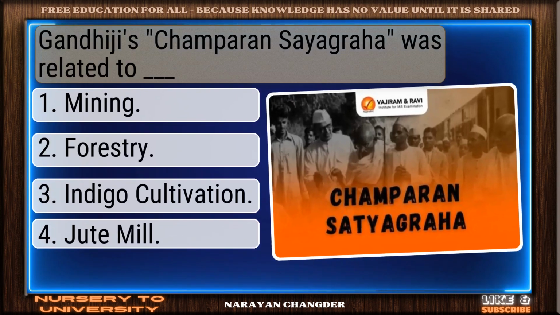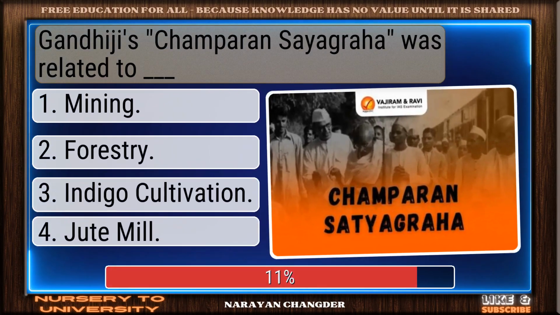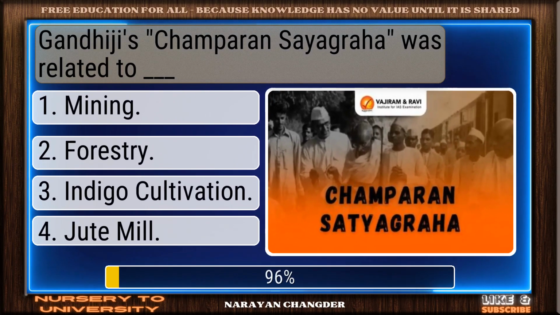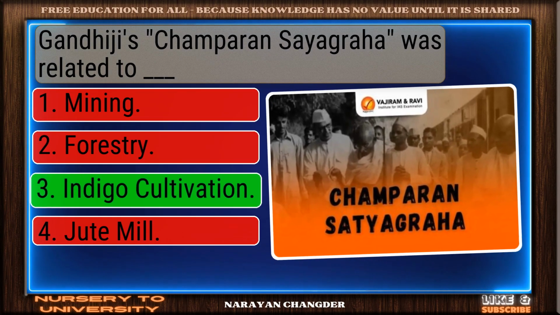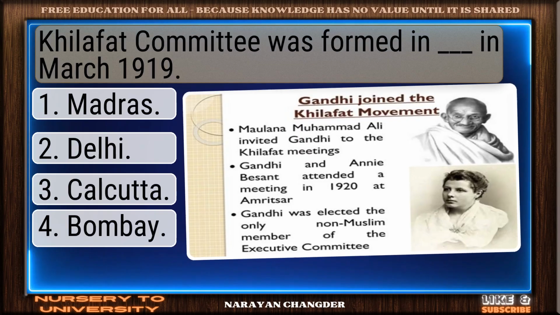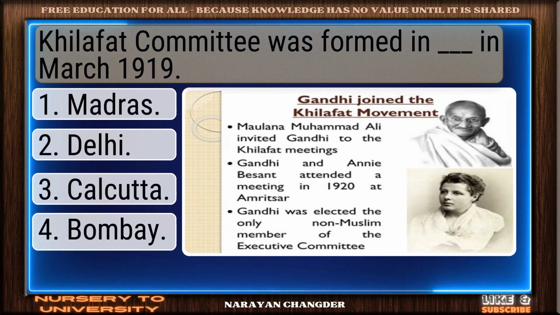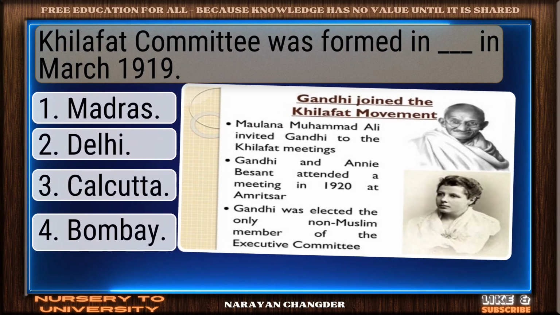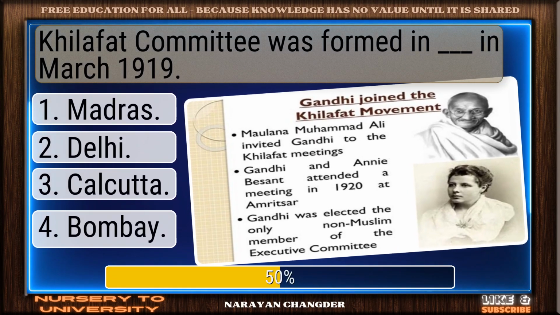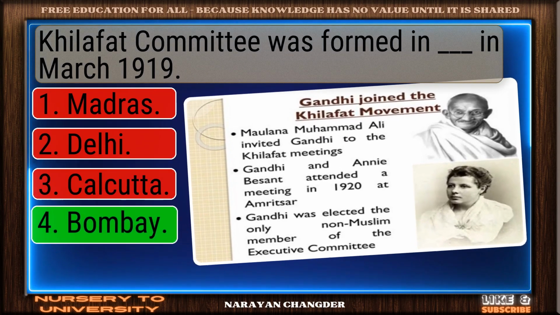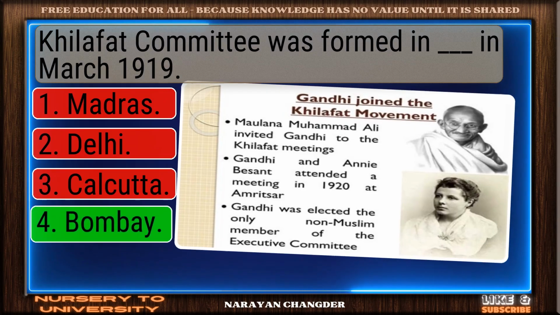Gandhiji's Champaran Satyagraha was related to... Correct. Indigo cultivation is spot on. The Khilafat Committee was formed in... in March 1919. Great thinking. Bombay is right.